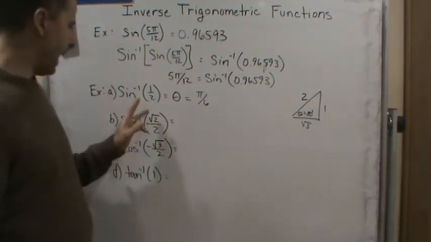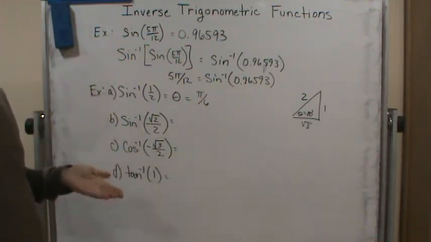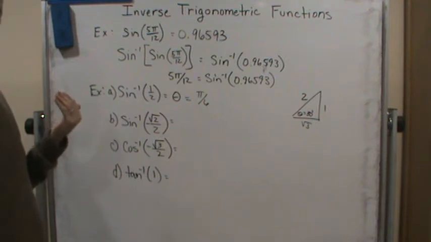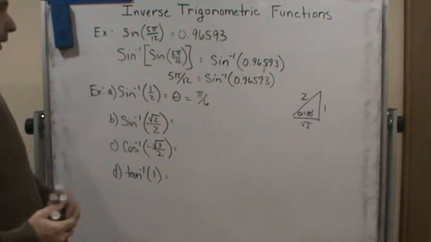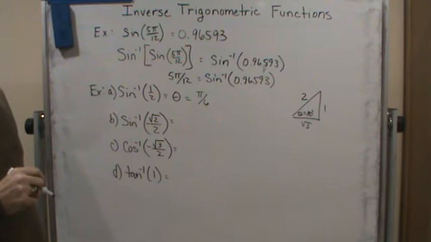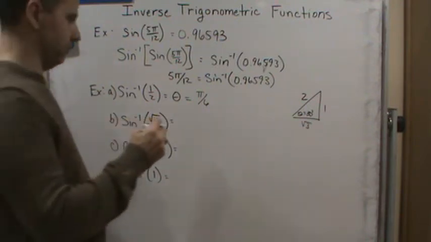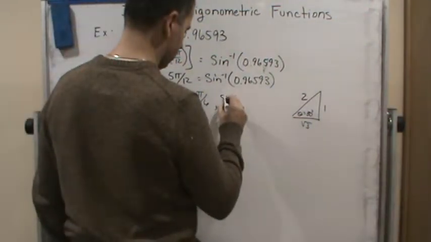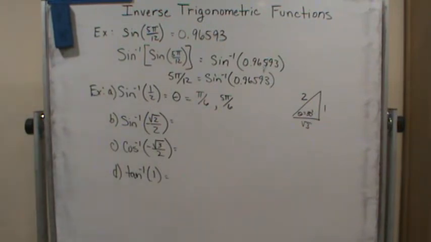Now, since this is positive, remember what quadrants sine is positive in. Sine is positive in the first and second quadrant. So this could be pi over 6, or it could also be what? Well, 5 pi over 6. Right? So remember, when you go to the angles, there could be more than one angle that gives it to you.